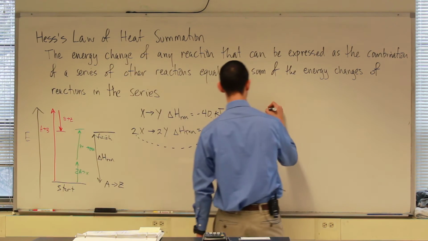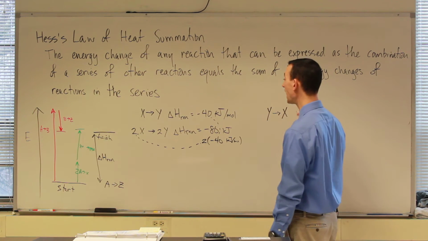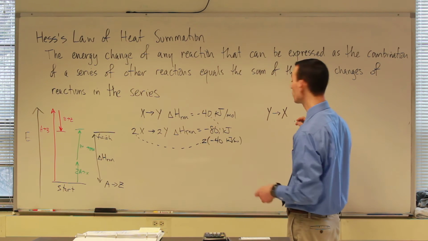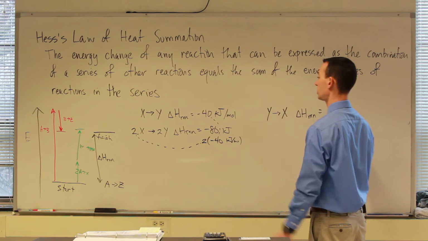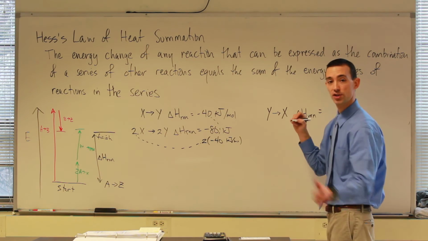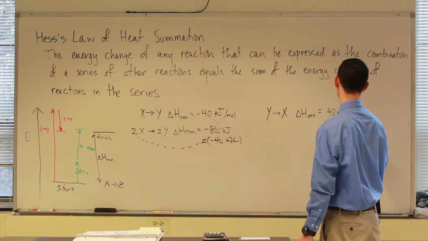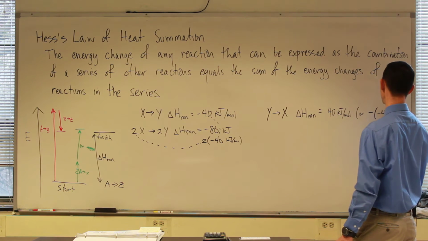Or if we reverse this reaction somehow, if Y turned backwards into X, because of the first law of thermodynamics and that the energy change of the universe has to be constant, this reaction's energy change is just the opposite of the original X to Y. So this is positive 40 kilojoules per mole, or you could think of that as the negative of the negative 40.